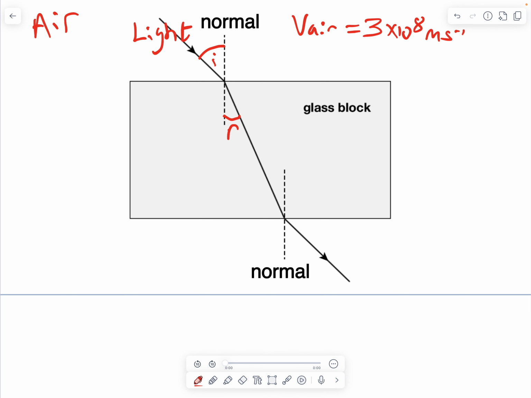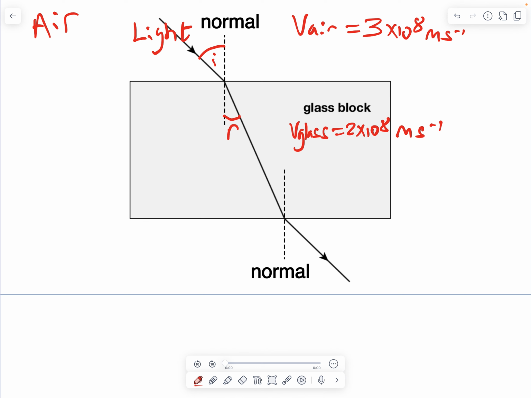And then if you look at the speed of light in a glass block, in glass, the speed of light is about 2 times 10 to the 8 meters per second, roughly, okay? So, as I said, the light slows down when it goes into the glass block. That causes it to bend towards the normal. We'll have another video that will look at why that is later on.